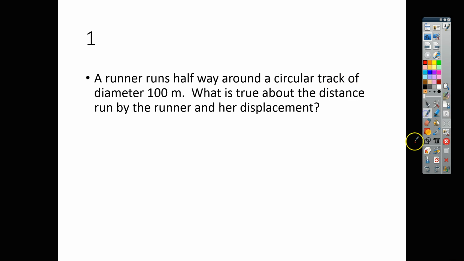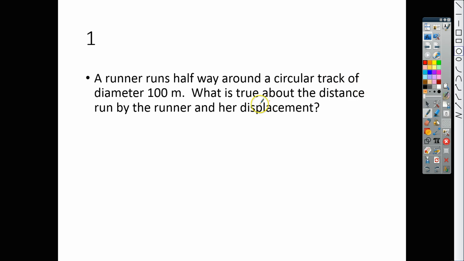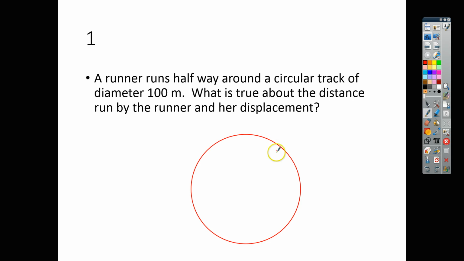So we actually need a circular track. So let's go ahead and draw a circular track. And there is a circular track. And our runner is going to run halfway around. So we could either look at it where they run halfway around, so they go from here to here, the start and the finish. So here's start and here's finish.